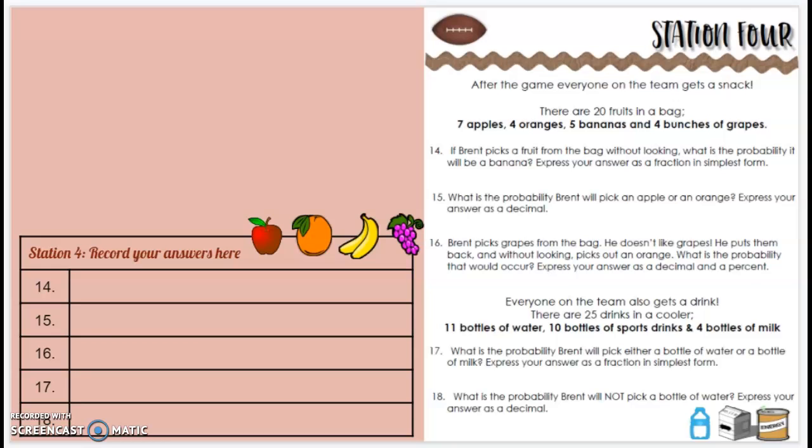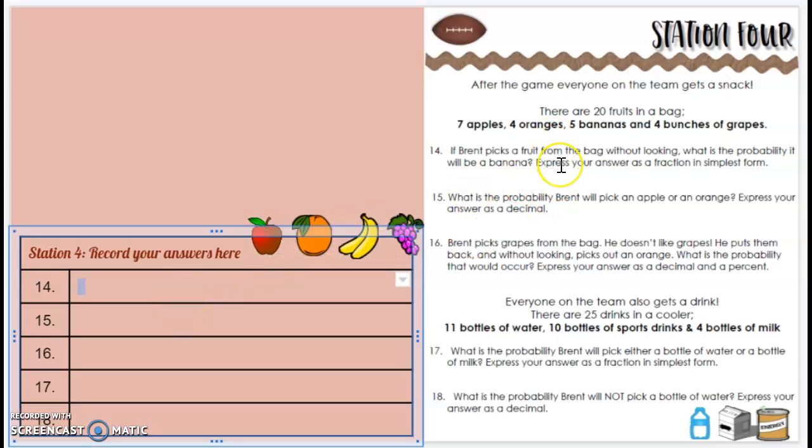Okay, for station 4, you're going to go ahead and read. After the game, everyone on the team gets a snack. Good for them. There's 20 fruits in a bag. They split it up to 7 apples, 4 oranges, 5 bananas, 4 bunches of grapes. If Brett picks a fruit from the bag without looking, what's the probability it will be a banana?